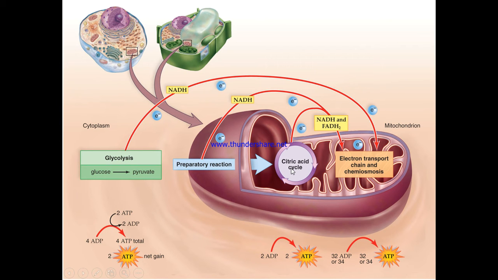It takes place in the matrix, and the electron transport chain takes place in the inner membrane. From its name, electron transport chain, a series of proteins, of course it will take place in the membrane. And the Krebs cycle or citric acid cycle takes place in the matrix.